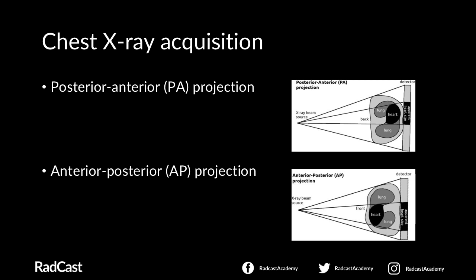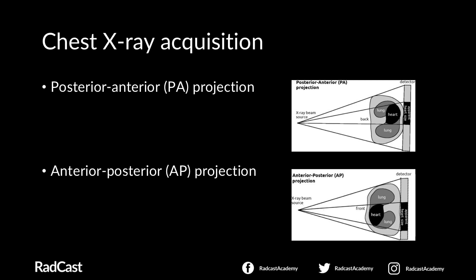Next, I want to talk about the positioning of the patient when the x-ray is taken. Chest x-rays can be taken with the patient in a variety of positions depending on the clinical scenario, such as, are they an ambulatory patient walking into the radiology department for an outpatient x-ray, or are they a sedated ICU patient in bed? For the purposes of this talk, we're just going to focus on PA, or posterior anterior, and AP, or anterior posterior x-rays.